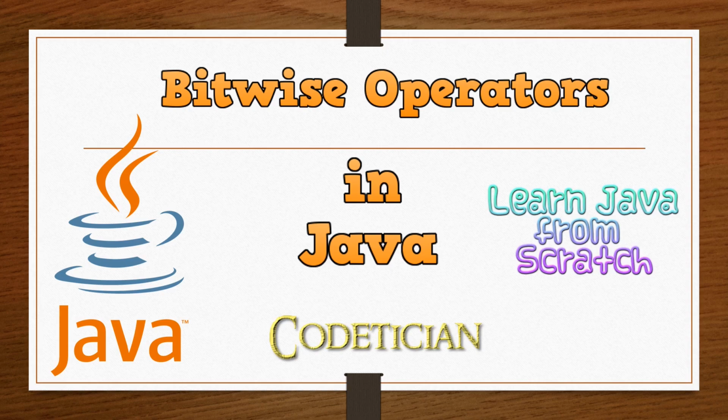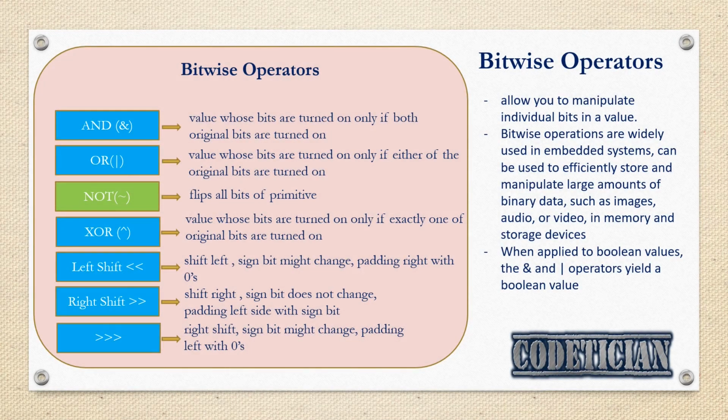Let's start. Bitwise operators, as the name suggests, allow you to manipulate individual bits in a value. This is very important: they are used on individual bits of a value. They are not applied on the complete or whole value. They are used in embedded systems such as a tape recorder or coffee machine, which, due to memory constraints or some other reason, depend on individual bits for controlling some functions. They are also used for manipulating large amounts of binary data such as image, audio, and video.